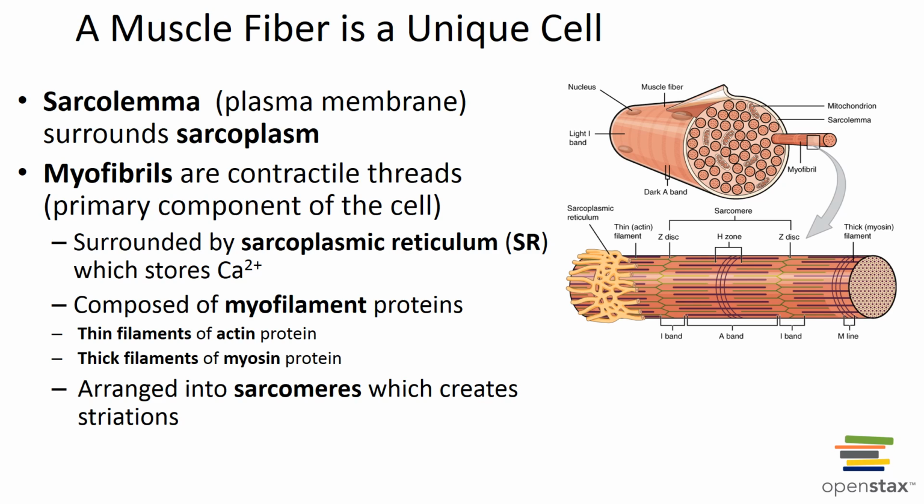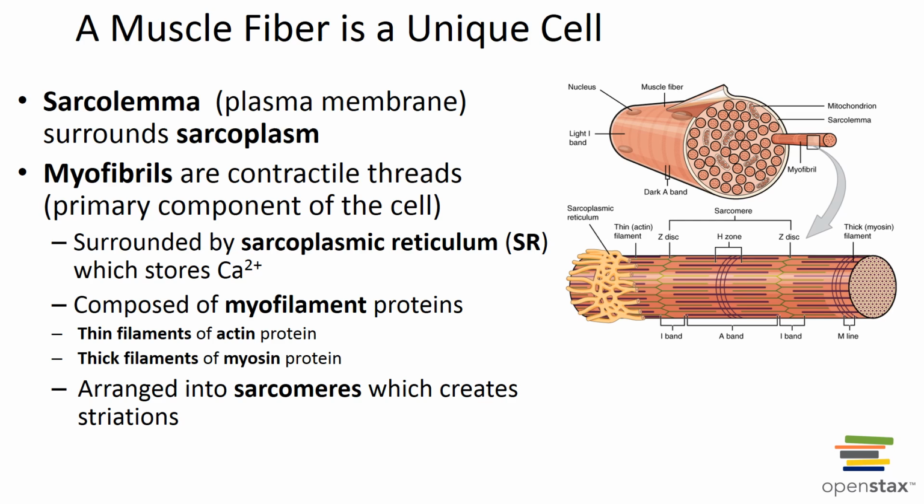Each myofibril consists of approximately 10,000 sarcomeres, each with a resting length of about 2 micrometers. Each sarcomere is composed of a very specific arrangement of the myofilaments, actin and myosin. And in the slide, you can see various regions or zones that are noted within the sarcomere. The A band is the dense region of the sarcomere that contains overlapping thick and thin filaments. This contains both myosin and actin.